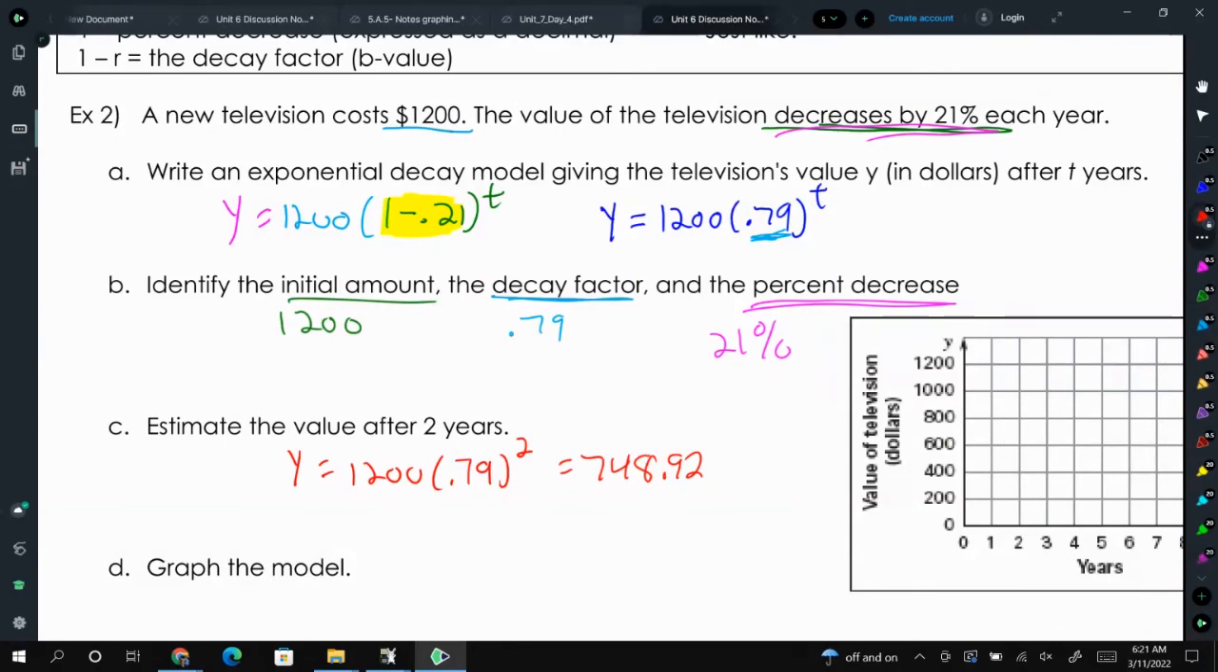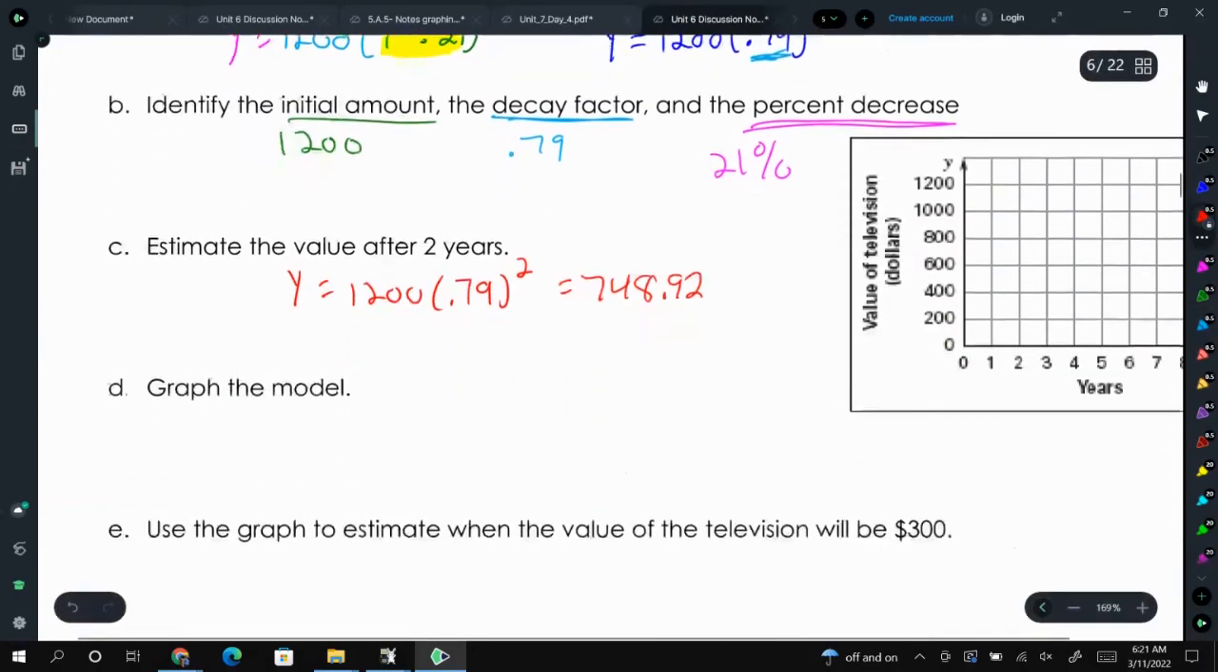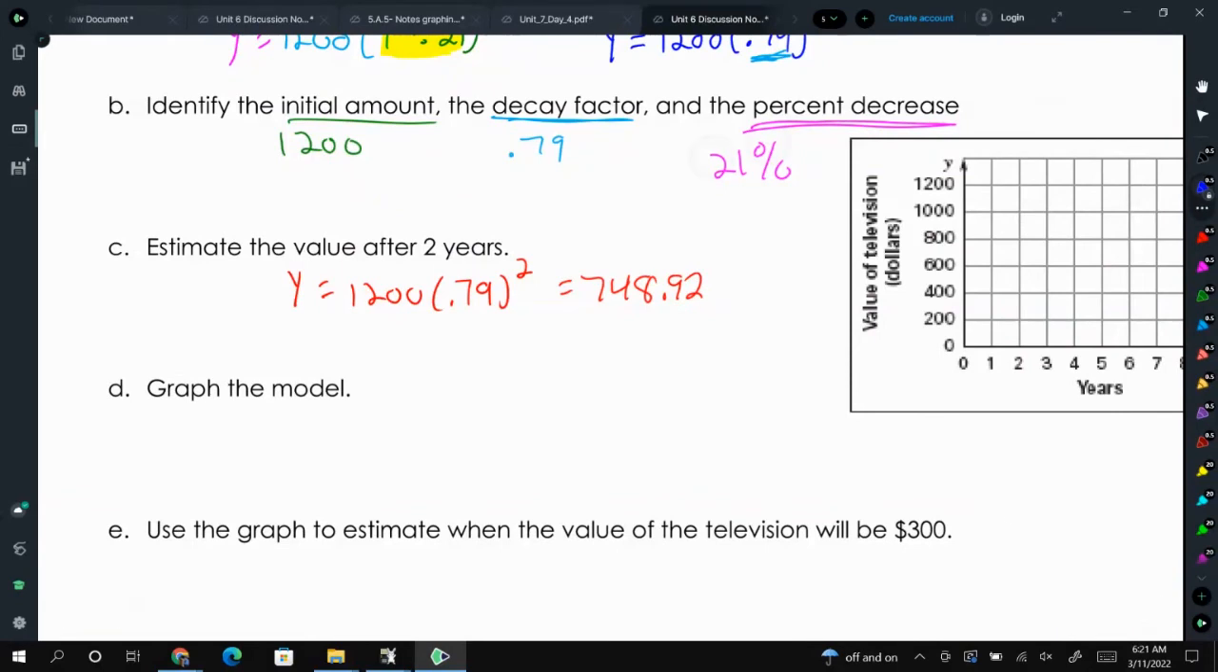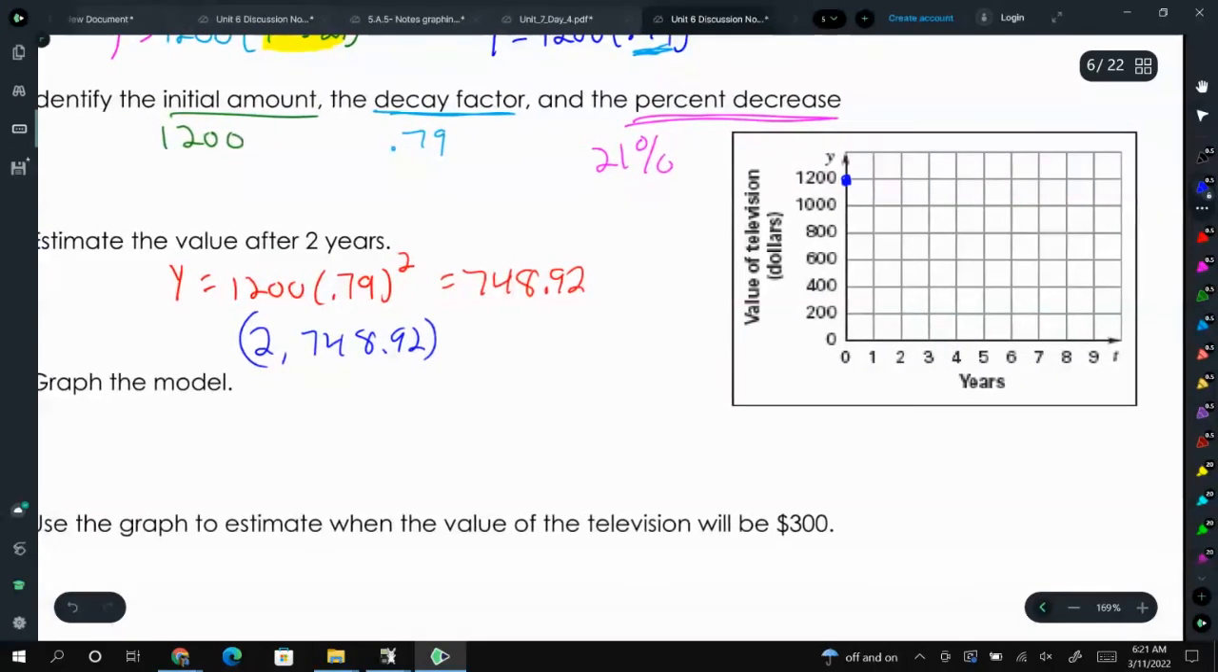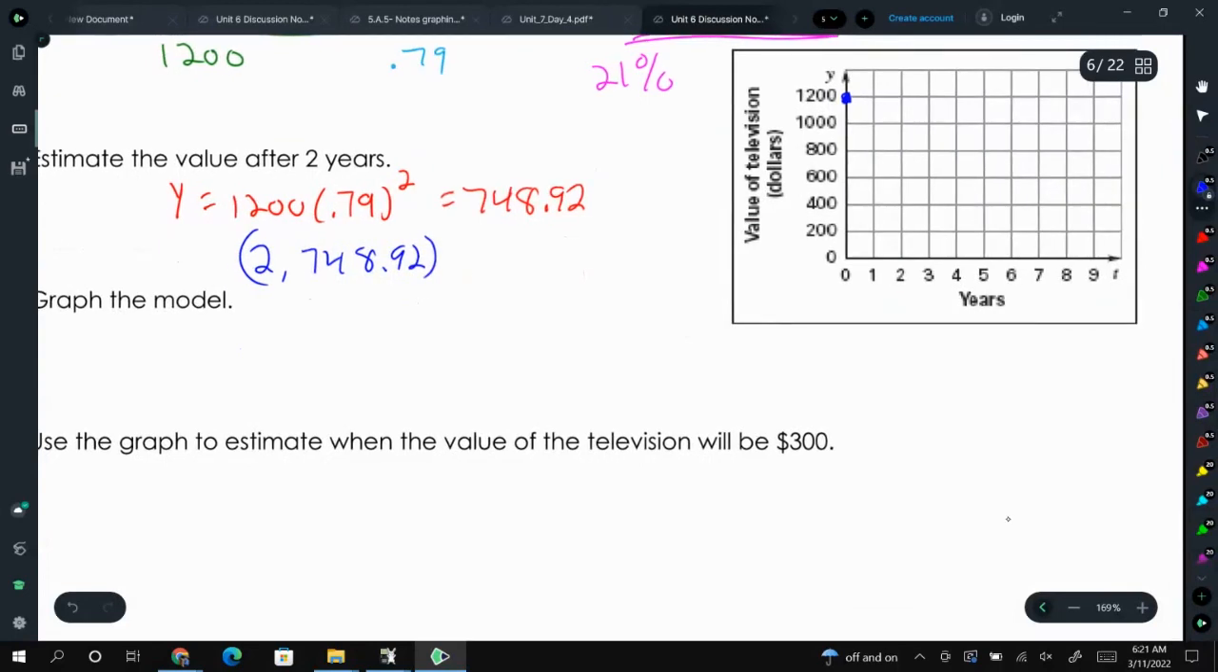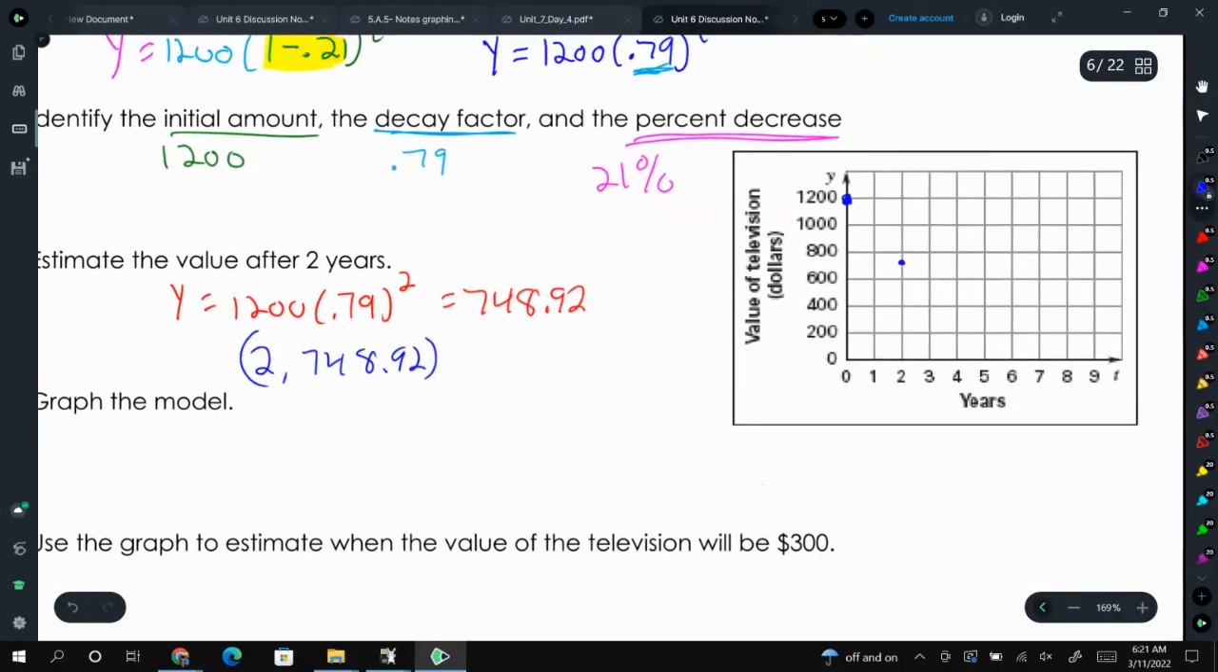Now when we're asked to graph the model, we have 2 points. We have 0, 1,200. And then we have right here from letter C, 2, 748.92, which we can just say is really close to 750. So 750 would be about there. So the graph would look like this.